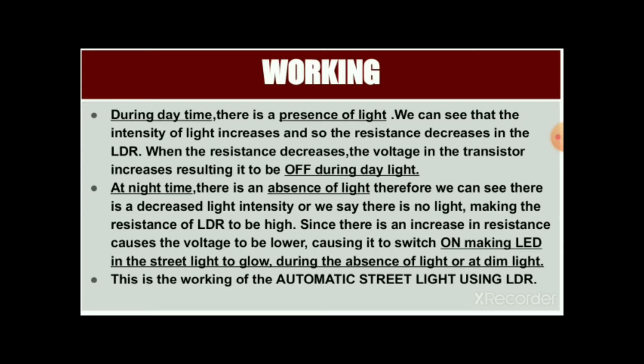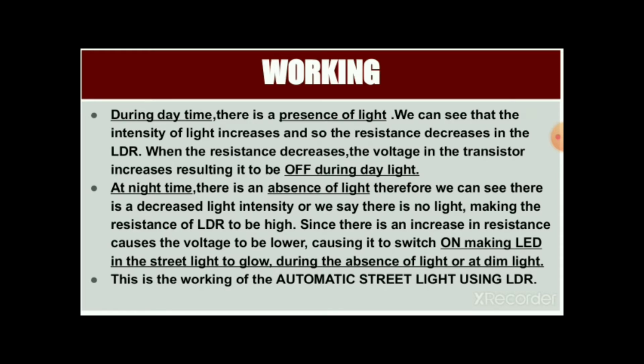Working: during daytime, there is a presence of light. The intensity of light increases, so the resistance decreases in the LDR. When the resistance decreases, the voltage at the transistor increases, resulting in it being off during daylight. At night, there is an absence of light, so the light intensity decreases, making the resistance of the LDR high. Since the increase in resistance causes the voltage to be lower, the transistor switches on, making the LED glow during the absence of light or in dim light.